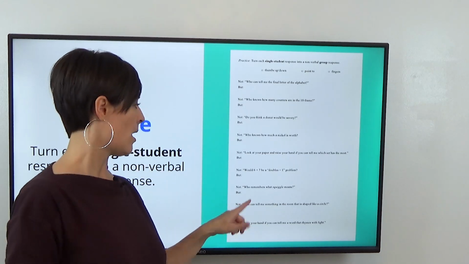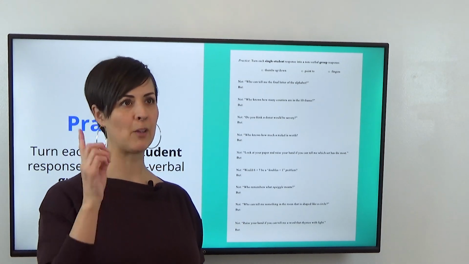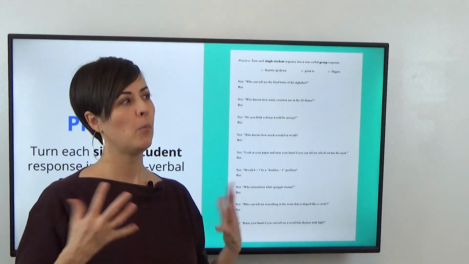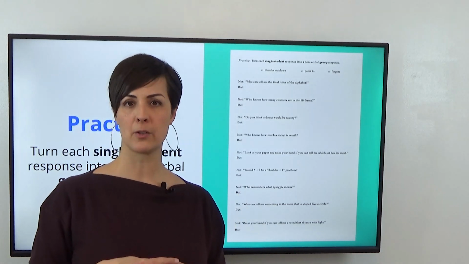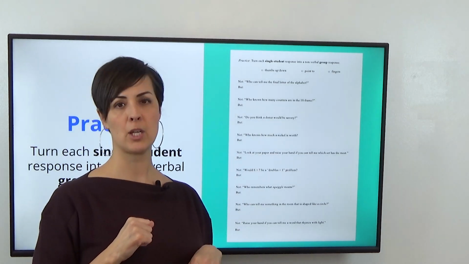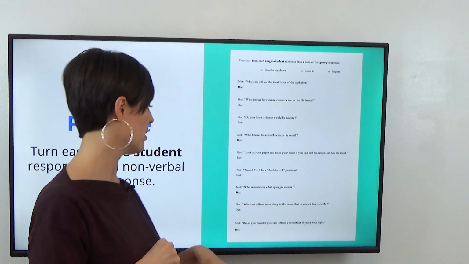Not, who can tell me something in the room that is shaped like a circle? If it's location in the room, then I'm using point to, right? Point to something in the room that is shaped like a circle. And I'm watching for kids to point to the clock. I'm watching for them to point to the shapes poster. I'm watching for them to point to something on the calendar as we identify it together.